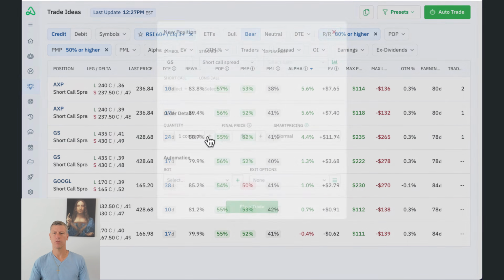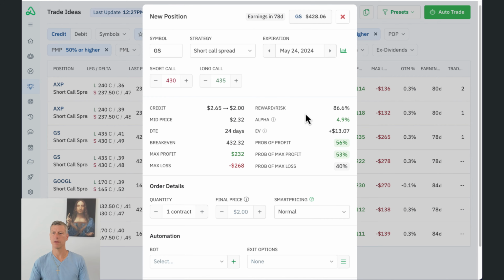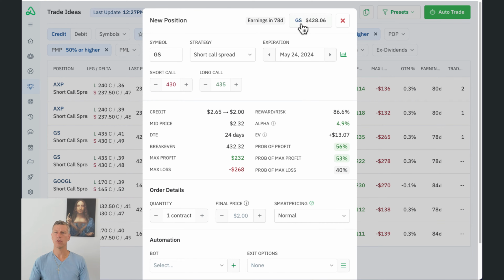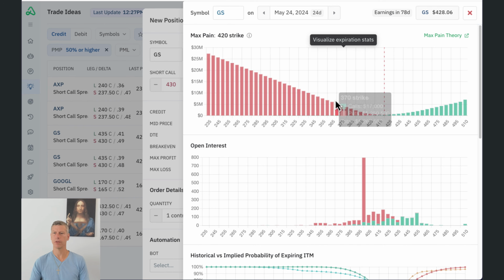Take a look at this Goldman Sachs short call spread here. The price of Goldman is currently $428 and the short call is at $430. So let's jump over and take a look at the max pain chart for this expiration, to see where the most options are expiring worthless. So our max pain strike is 420.